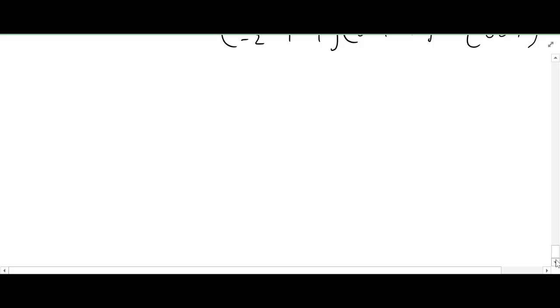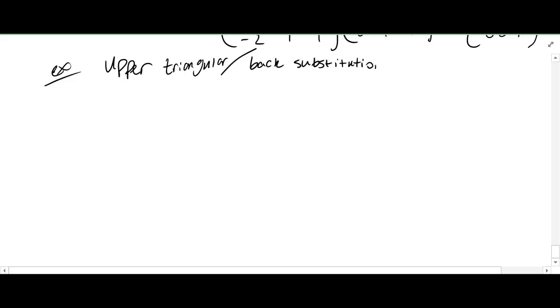Okay, let's do an example of reducing to upper triangular form and doing back substitution. This is just a method for solving an equation Ax equals b, a linear system of equations.